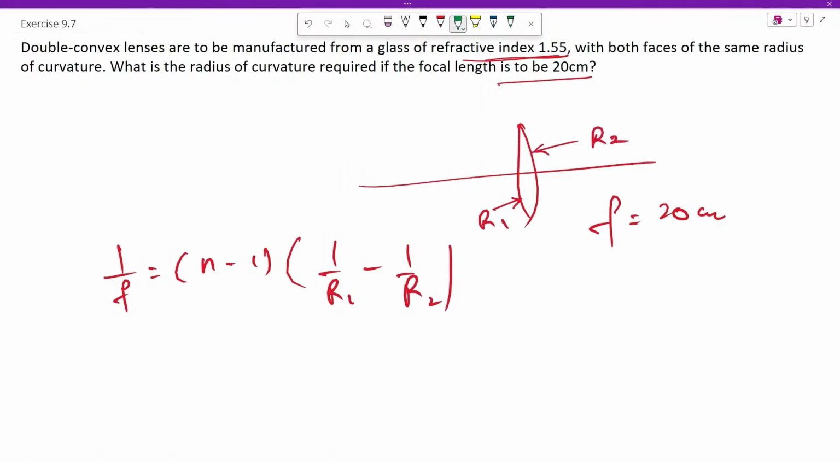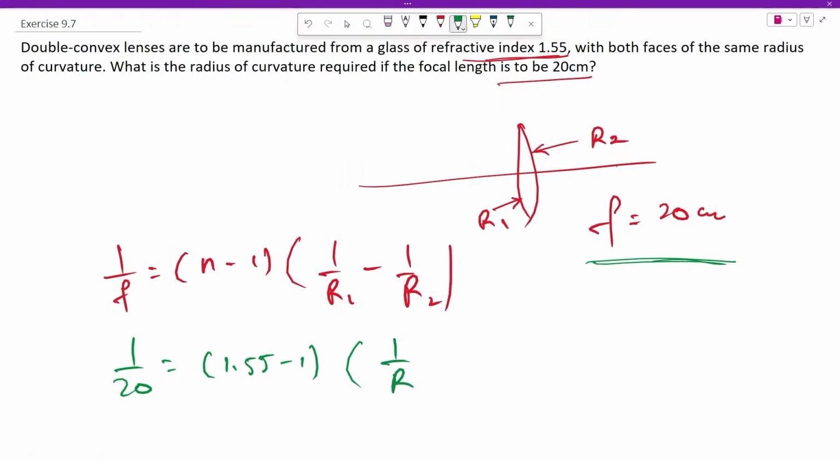Substituting the values, since it is a convex lens, the focal length is going to be positive. So 1 by 20 would be equal to the refractive index, that is 1.55 minus 1, times 1 by r1. Here r1, the radius of curvature, is measured from the right hand side because it is curved and its center would be on the right side. So it is going to be positive.